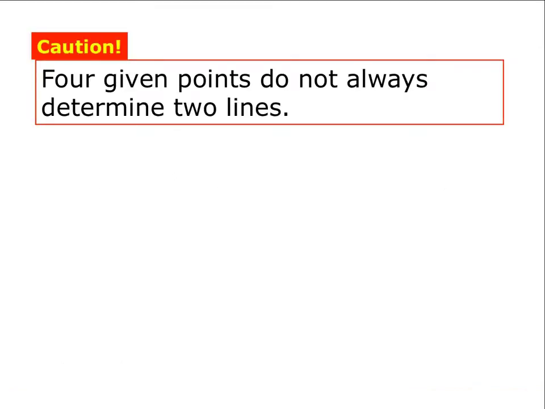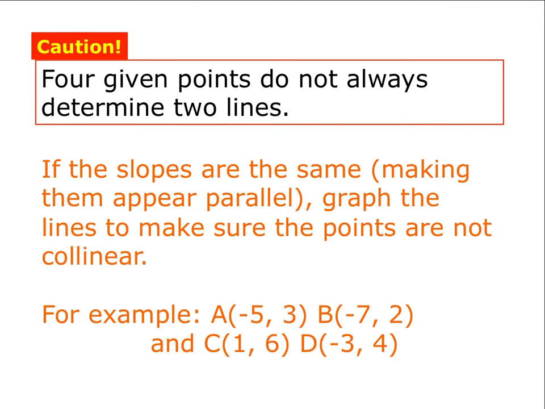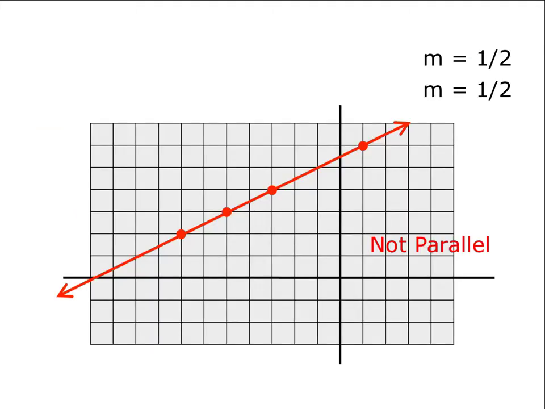On your assignment, you're going to be given 4 points and do similar to what we did, but make sure that the 4 points make 2 different lines and not just the same one. For instance, if you don't graph it, you just calculate the slopes. If you get the slopes to be the same, it could be that they're parallel, or it could be that they all line up in one line.